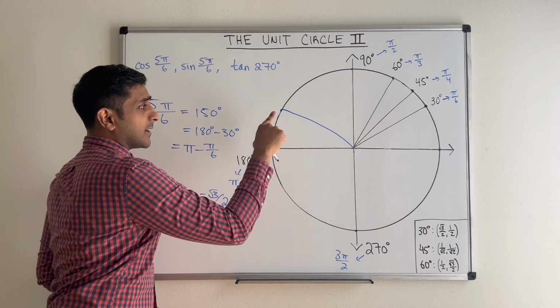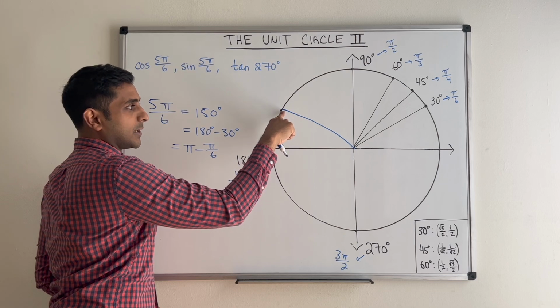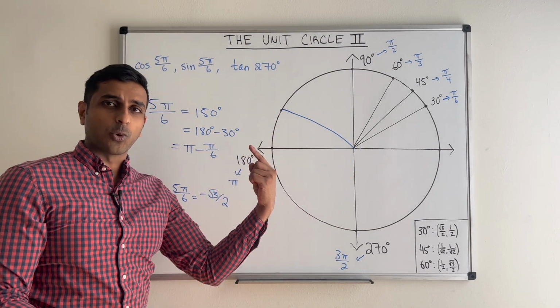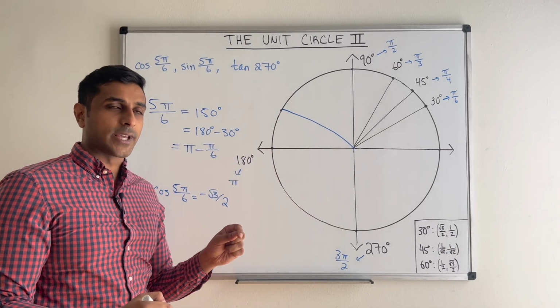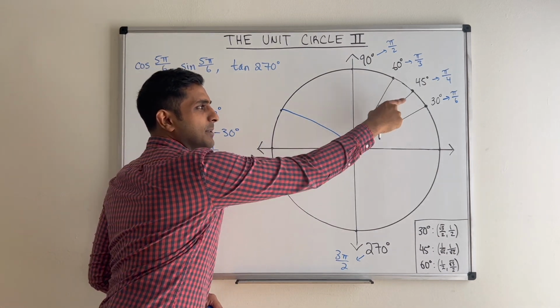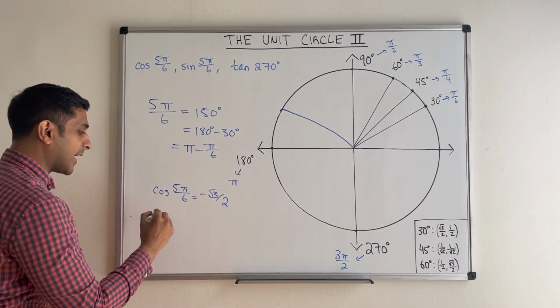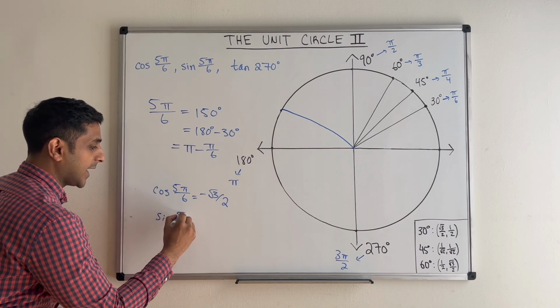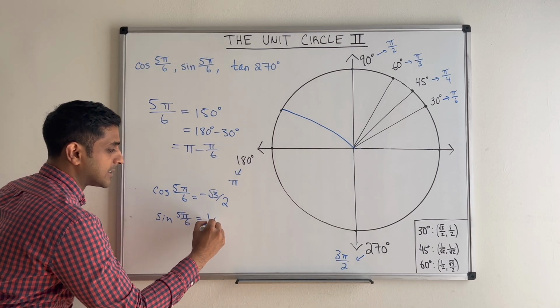The sine of this angle is the y-coordinate of that point, and when you reflect something over the y-axis, you don't actually change its y-coordinate at all. So it's the same as just the sine of 30 degrees, which is 1/2, which is interesting. So the sine of 5 pi over 6 is simply 1/2.